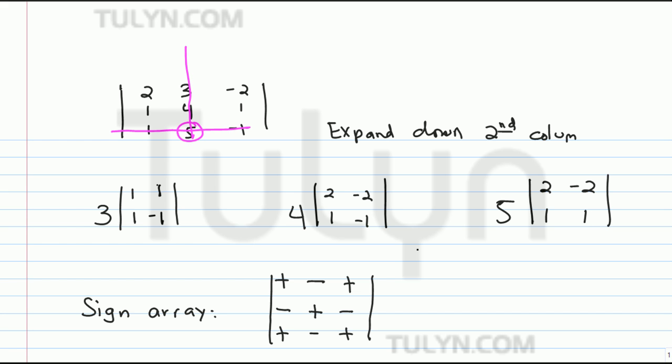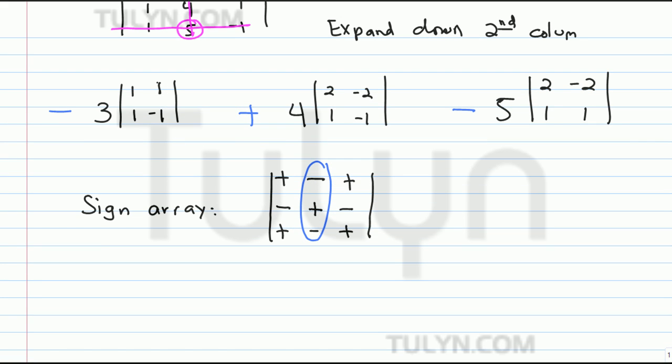So this is the sign array, and how we use it is that we look to see what row or column we're expanding upon, which is this one, and then we write the signs accordingly. So this is going to be 3 plus 4, minus plus minus. So minus plus minus. Now we've pretty much set up what the determinant is going to look like. All we have to do now is simplify.